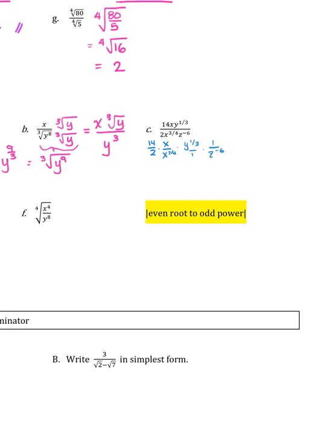So 14 over 2, that's going to become 7. X over x to the 3/4, remember this is x to the 1. So when you're dividing, you subtract exponents, so that becomes x to the 1/4. Y is fine as it is because it's in the numerator. You're not allowed to have a negative exponent in a simplified answer, so z to the 6 goes upstairs, and that is your final answer.